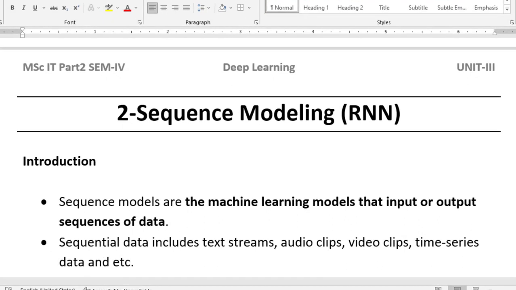Now next we start with the new chapter in deep learning, right? The next chapter is sequence to sequence modeling, that is your RNN. Okay, so in unit 2 we already discussed the deep networks. In that we already saw the basic neural network and the detailed discussion of the feed forward neural network.